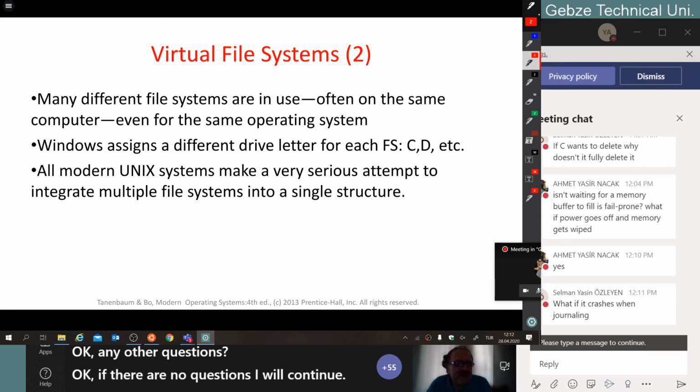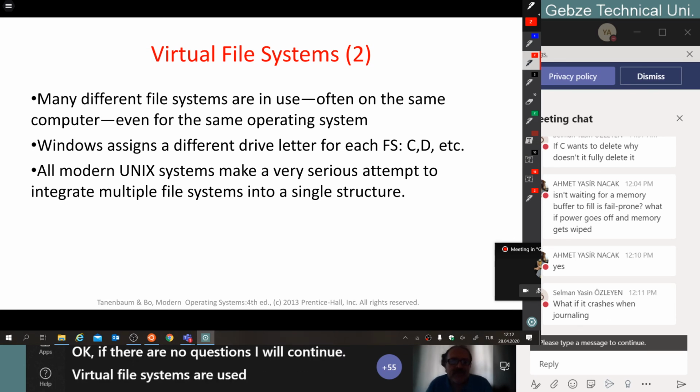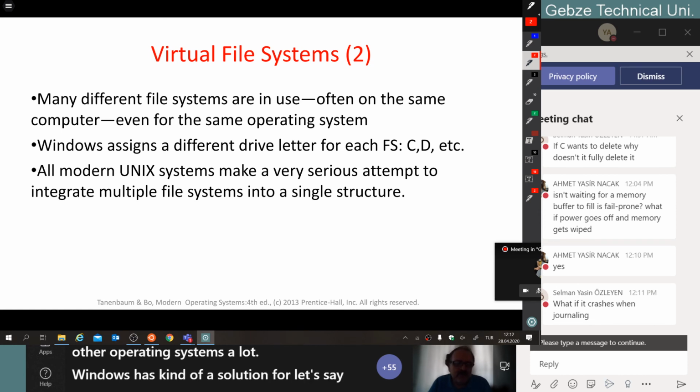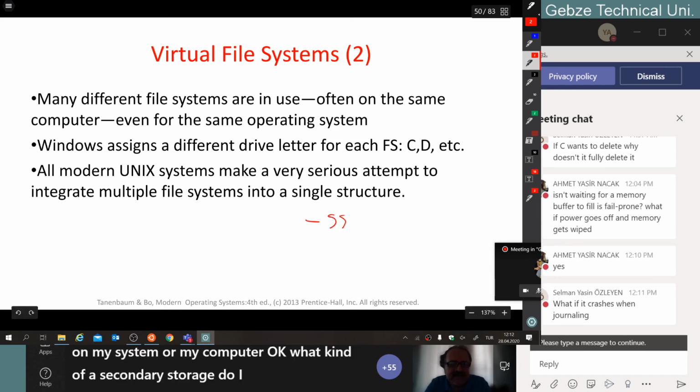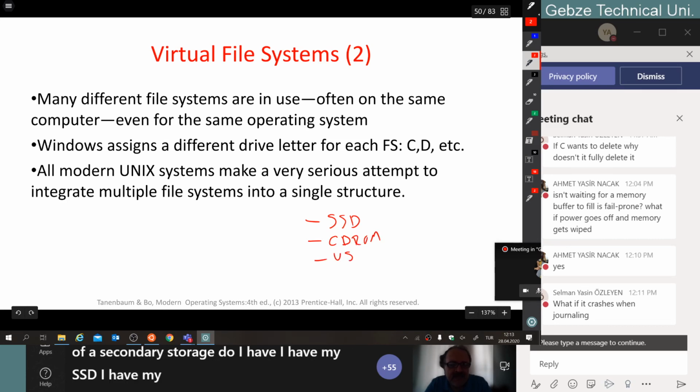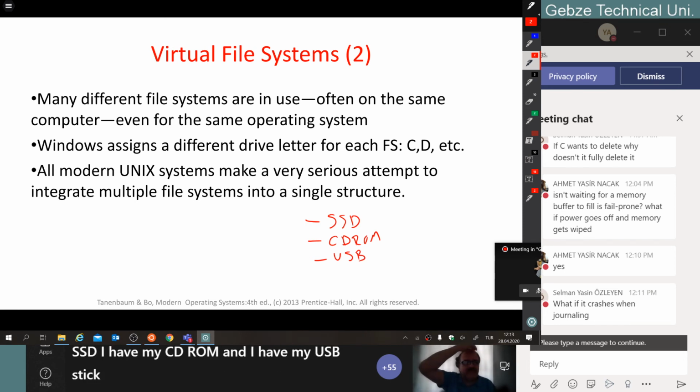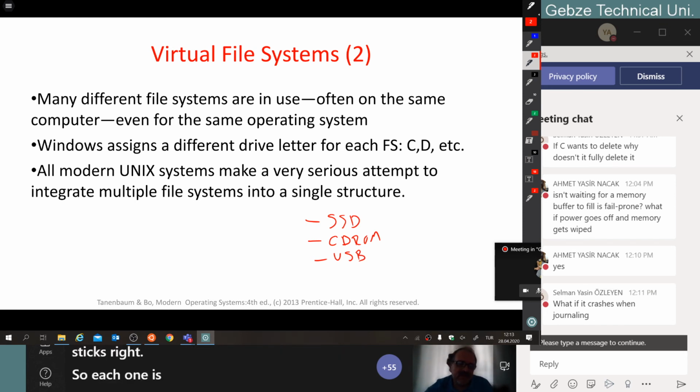Virtual file systems are used by Unix and other operating systems a lot. Windows has kind of a solution for this. Let's say on my computer, what kind of secondary storage do I have? I have my SSD, I have my CD-ROM, and I have my USB sticks, right? So each one is using a different file system, and I need to take care of the technology differences between the file systems.